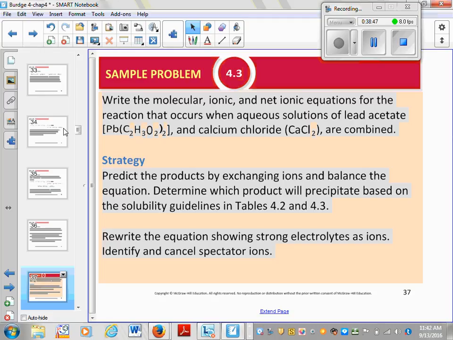So when we do this, we're going to start with just what it says, Pb(C2H3O2)2, lead acetate, plus calcium chloride. Now they're aqueous solutions because we specify them as aqueous. This is where the states of matter comes in.